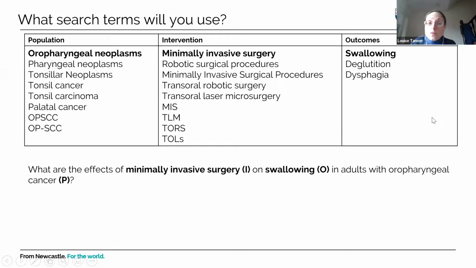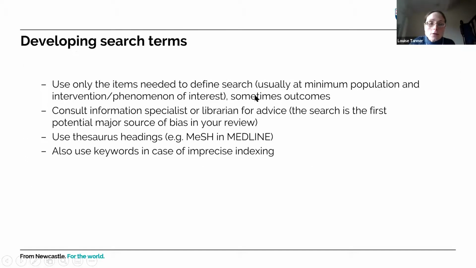If you've got a specific comparator in mind, you could add a column for the comparator. If you've not got a specific comparator in mind, then you can leave that out. If you want to focus on a specific study type, then you could add another column. If you wanted to search for randomized control trials, then you would search randomized control trials, RCTs. And in fact, I think there are filters that you can use to only retrieve studies with a particular research design.